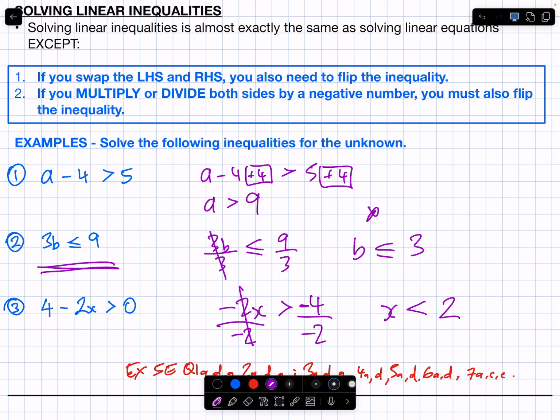Which I think you can see from the question makes sense. Because do you agree, let's say this was 1.999999, slightly smaller than 2. Do you agree that 4, take away 2 lots of something that's slightly smaller than 2, will be greater than 0? Going to be a little bit greater than 0. Okay? So if we didn't flip it, the answer would be wrong.